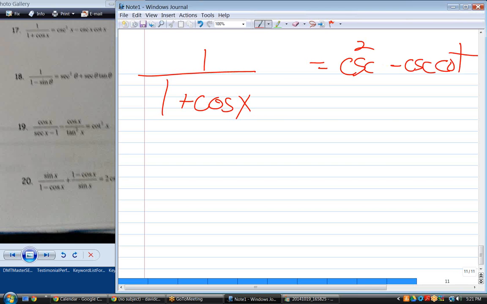Let me think for a second. Cosecant is 1 over sine. Cotangent is cosine over sine, so that becomes cosine over sine squared.